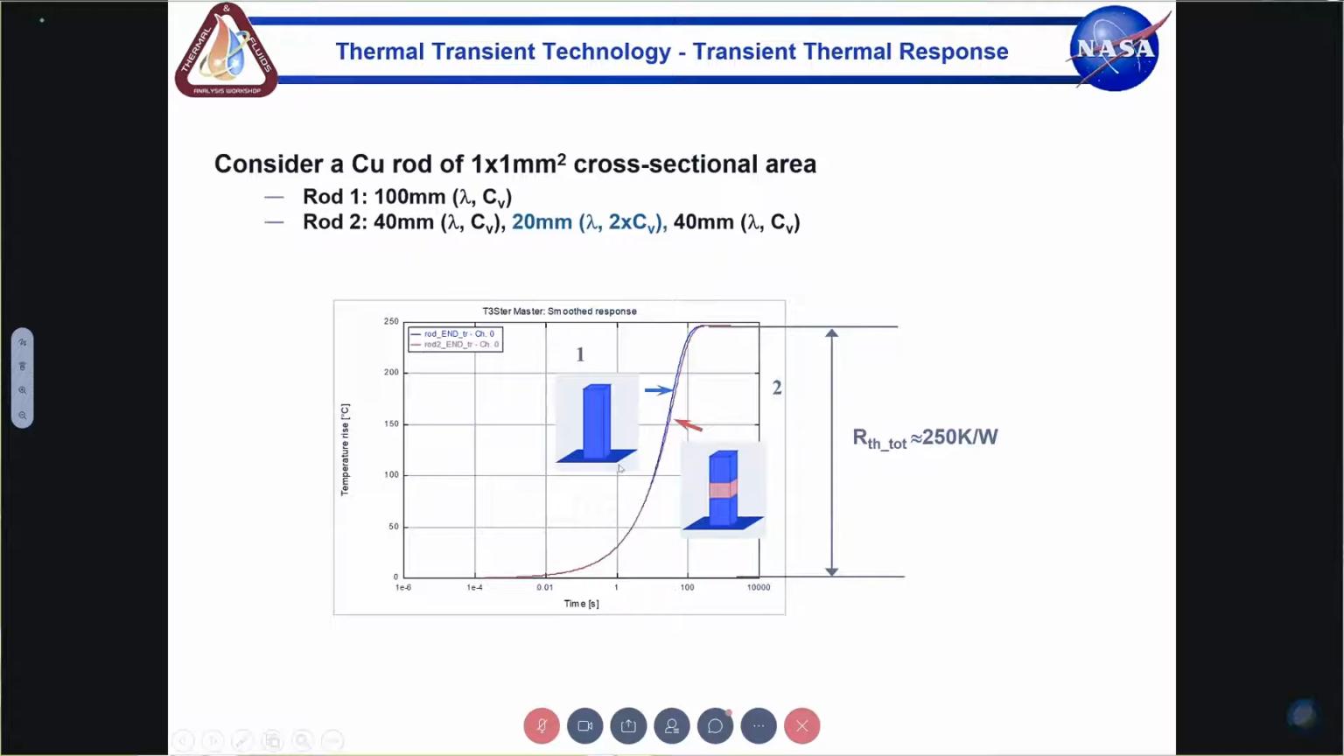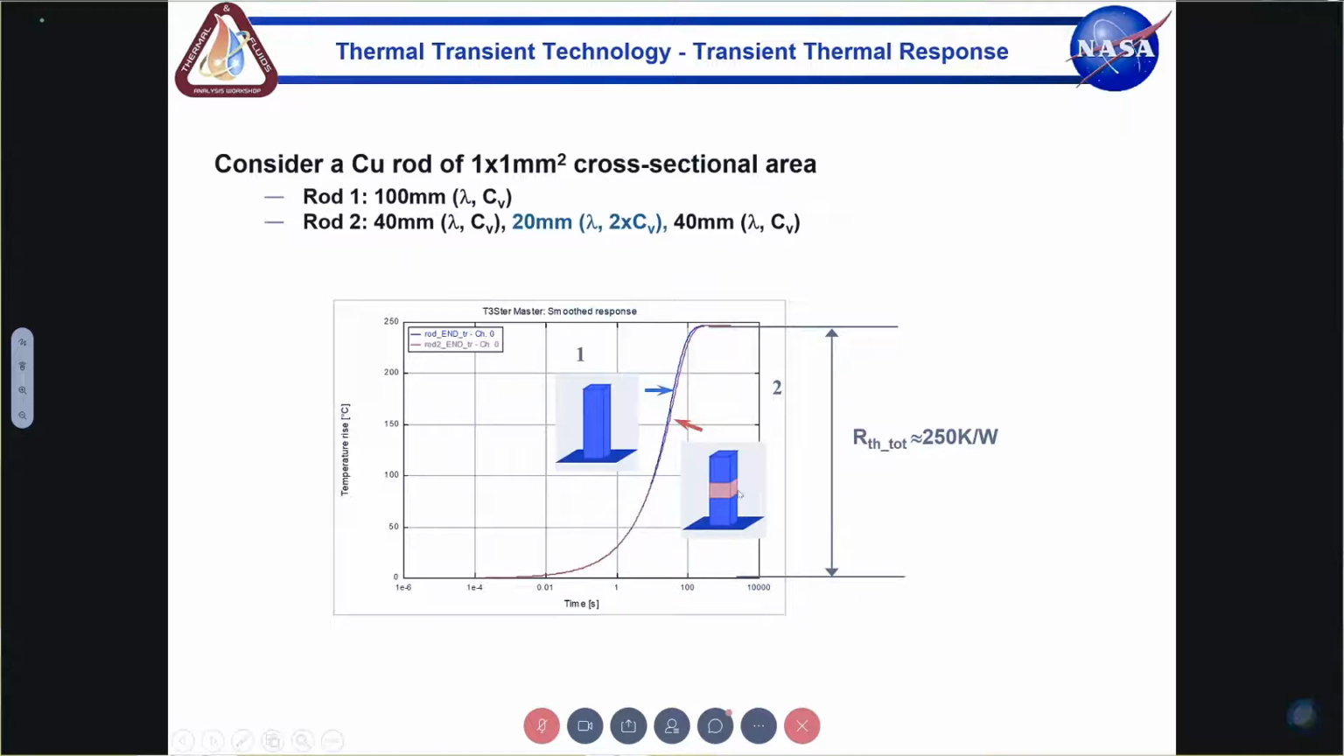Why is this important, or why is this potentially giving you more information than just looking at the temperature response? I like to demonstrate it with a very simple simulation experiment. Let's take a copper rod. You heat it up on one side, and this plane on the other side, it represents an isothermal surface like a liquid cold plate. And we've done two simulations.